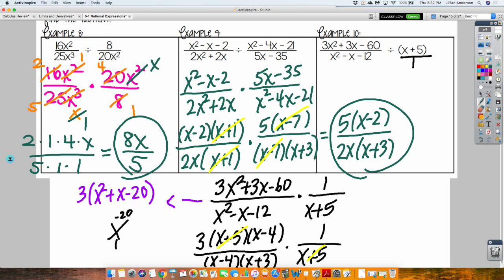Does anything cancel? X plus 5s? X minus 4s? Ooh, I can cancel my 3's too, right? Good. Because that 3 in the bottom is attached to that x. Wasn't a trick. I was making sure y'all were paying attention. And that's your answer. That is how you multiply and divide rational expressions. Again, my suggestion to you, simplify, either by canceling out common factors or factoring, then canceling out common factors and then multiplying. Okay?